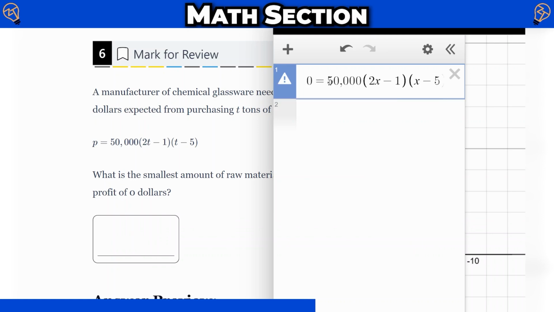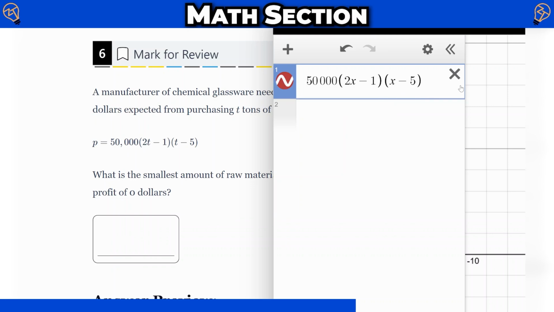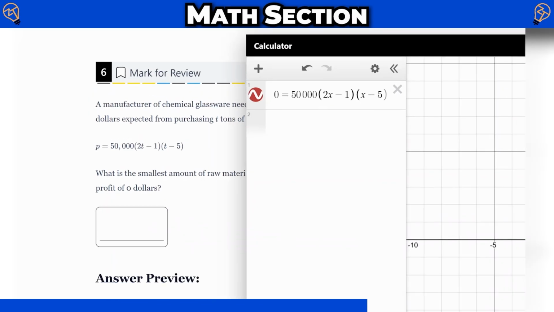And I thought, well, maybe let me get rid of the equal sign. And I look here and it talks about how points are written a specific way. And I thought, oh, it's confusing this comma as if I'm writing a point. So even though there's a comma in the number for 50,000, we'll get rid of it, and that got rid of the error. Now I can go back and type in the 0 equals. And let's go ahead and look at what we have here.